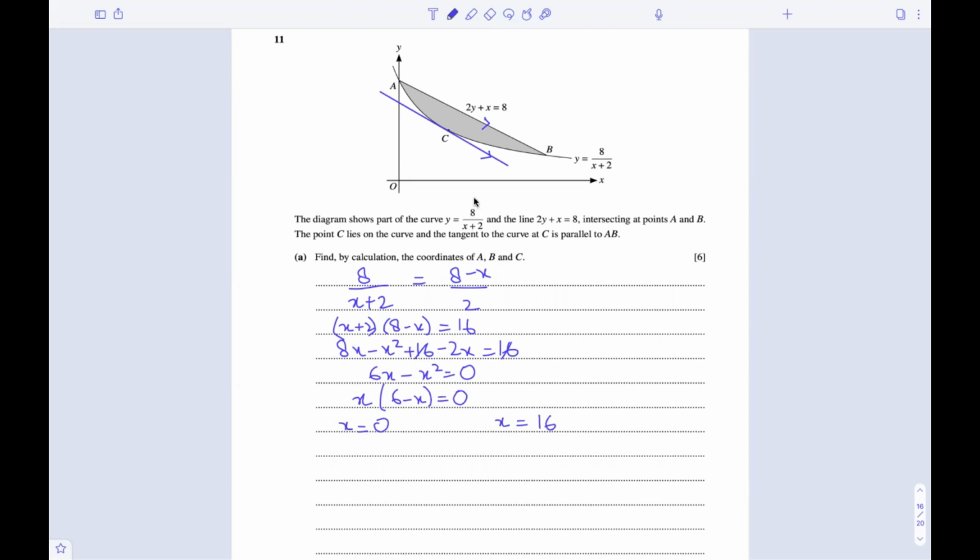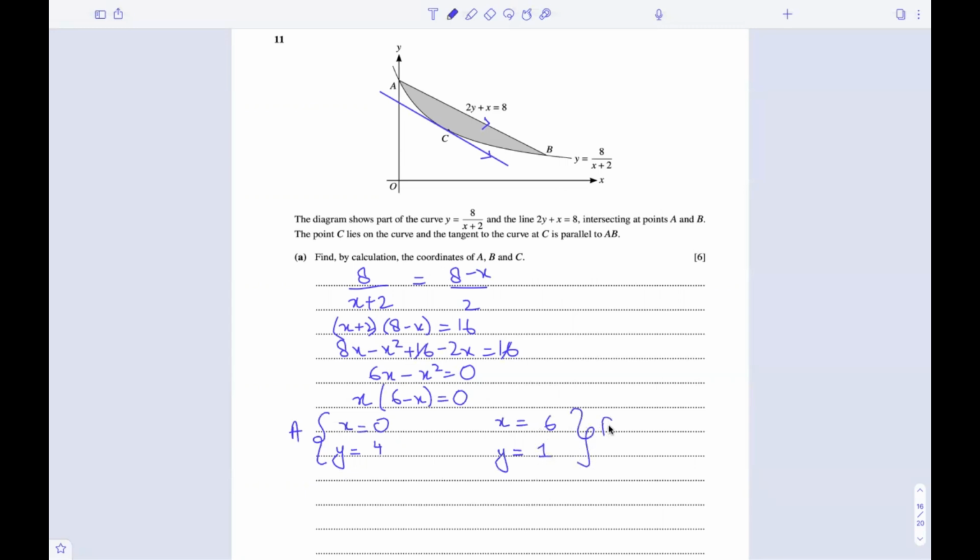Substituting these values into the equation of the curve or the line, we can get the value of y. So substituting 0 in the equation of the curve, 8 upon 0 plus 2, we get y equals 4. So these are the coordinates of A, as we know that the x coordinate of A would be 0 as it is on the y-axis. And substituting x equals 6, not 16, obviously. So this is x equals 6. Into the equation 8 upon 6 plus 2, we get y equals 1.